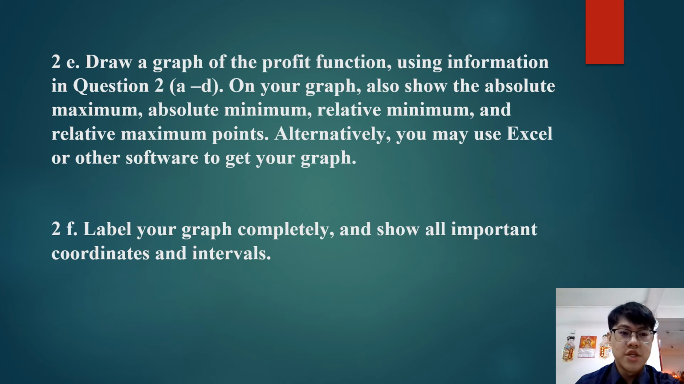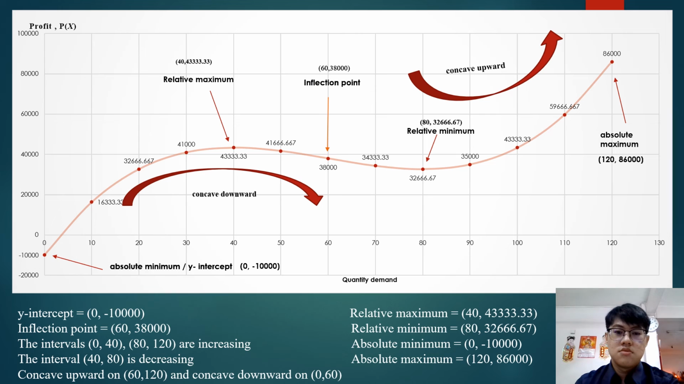Okay, for question 2E, we need to draw a graph of the profit function using the information in question 2A until D on your graph. Also show the absolute maximum, absolute minimum, relative minimum, and relative maximum point. Alternatively, you may use Excel or other software to get your graph. And question 2F is to label your graph completely and show all important coordinates in an interval.